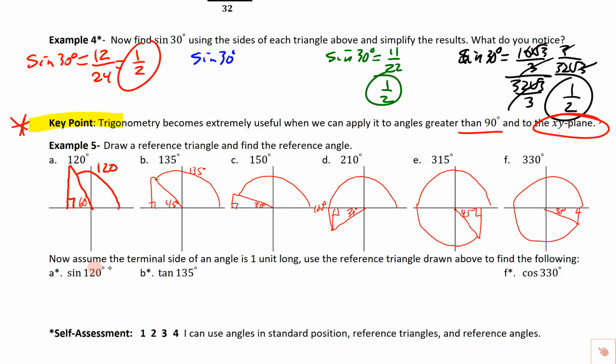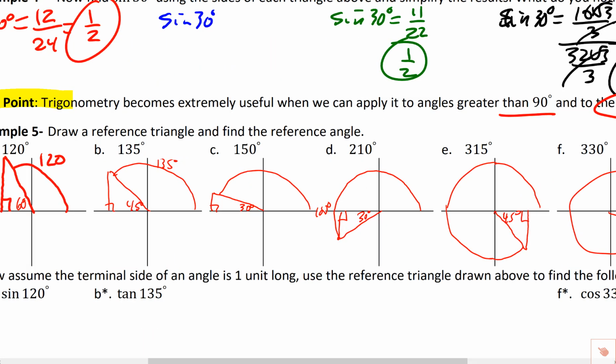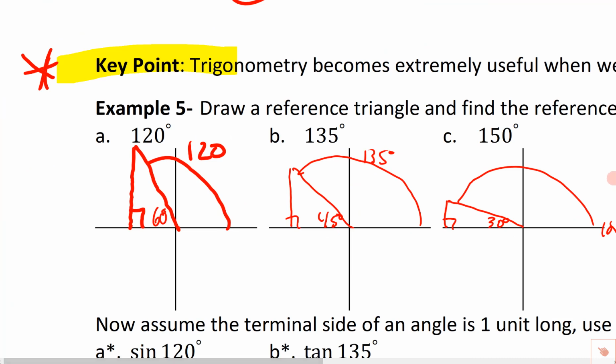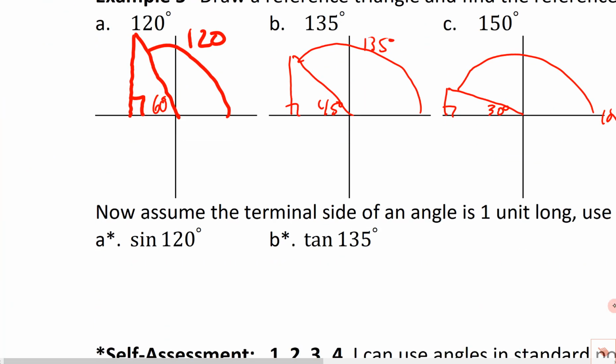So it says, now assume the terminal side of the angle is 1 unit long and use the reference triangle drawn above to find these guys right here. So this is what I'm hoping we can do in the next couple of minutes. So I'm going to take this, and everybody follow along. This triangle has a side of 1. They told us it was 1. If that's a 60-degree angle, this is the short side, so this would be 1/2. This is the long side, so this would be radical 3/2.